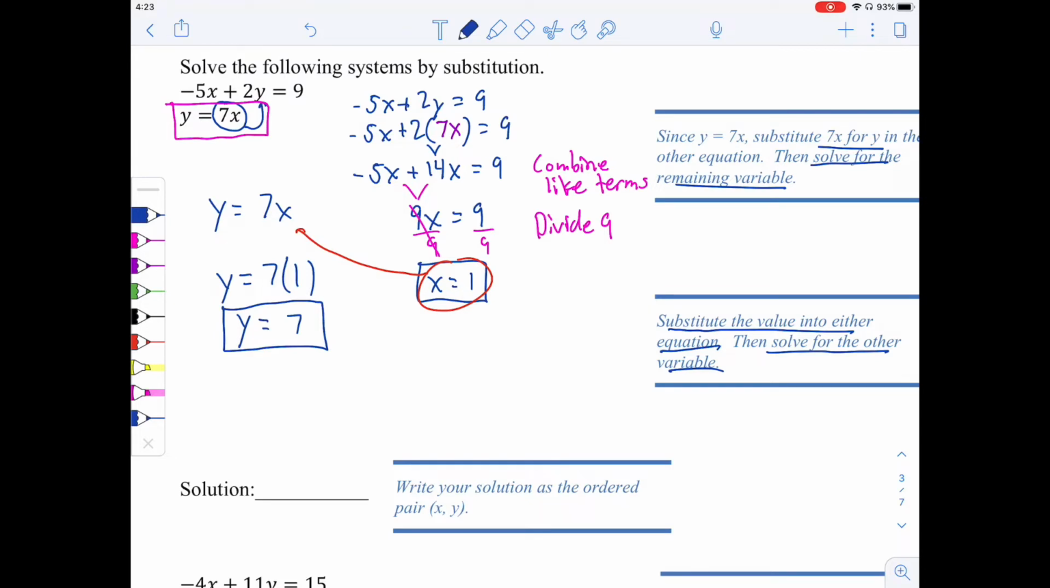So we have x is 1, y is 7. We're going to write it as an ordered pair. So we have (1, 7), because 1 is our x and 7 is our y. So that's how we got (1, 7).